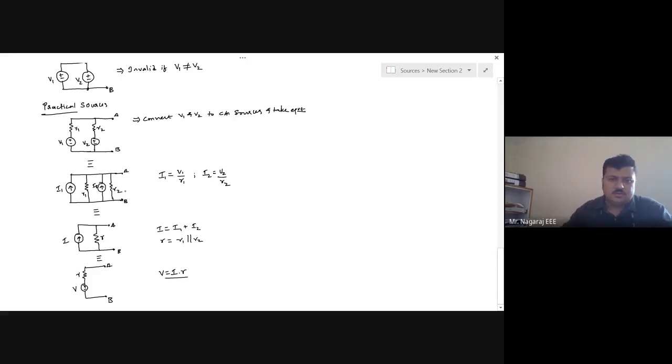This is what we have seen when the current sources were in parallel. When the current sources were in parallel, you observe this is I1, this is I2. When I1 and I2 were in same direction, the resultant current I was taken as I equal to I1 plus I2, and these two resistances R1 and R2 are taken as effective value which are in parallel. So this is what we have done. Theoretically we have seen. The same thing has to be applied here.